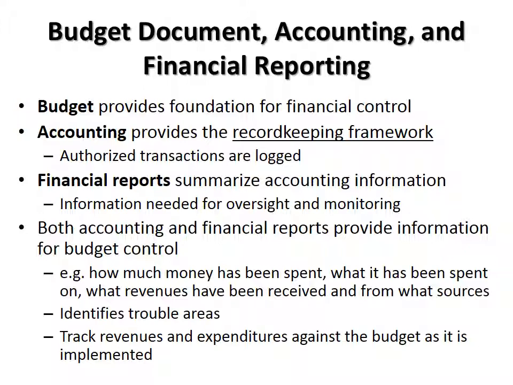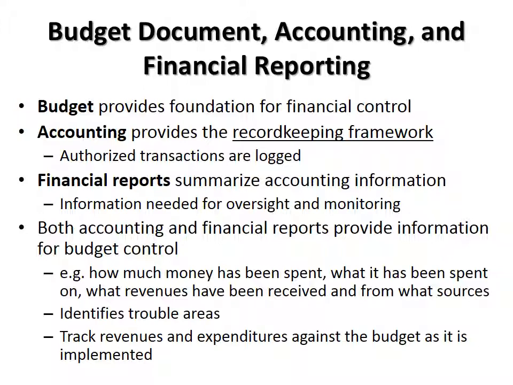Accounting and financial reporting are two other mechanisms through which we achieve financial control. The accounting system provides the record-keeping framework where authorized transactions are logged as they occur, as they take place. Financial reporting involves summarizing the accounting information into a format that is useful for oversight and for monitoring. So, for example, a quarterly interim report may provide information needed for determining how closely revenues are matching the revenue projections. Combined, both accounting and financial reporting provide information about the government's financial position at any given time.